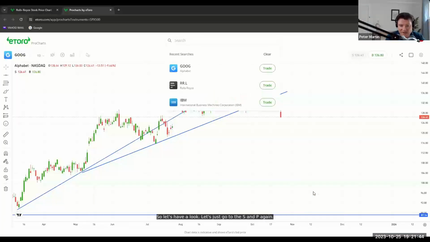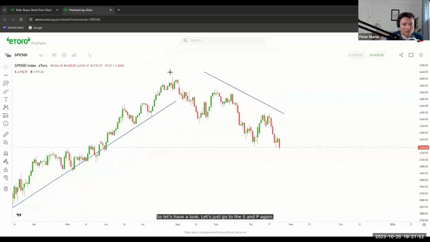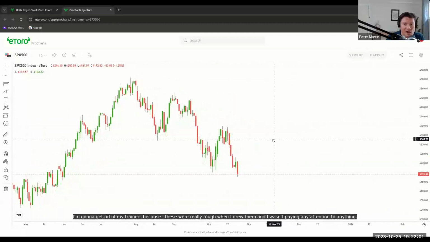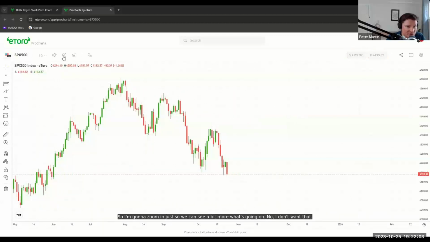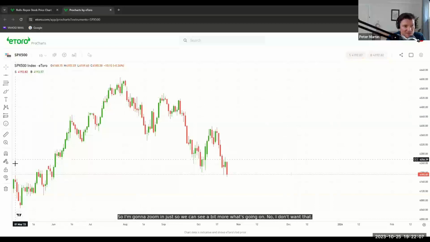So let's have a look. Let's just go to the S&P again. I'm going to get rid of my trend lines because these were really rough when I drew them and I wasn't paying any attention to anything. So I'm going to zoom in just so we can see a bit more of what's going on.